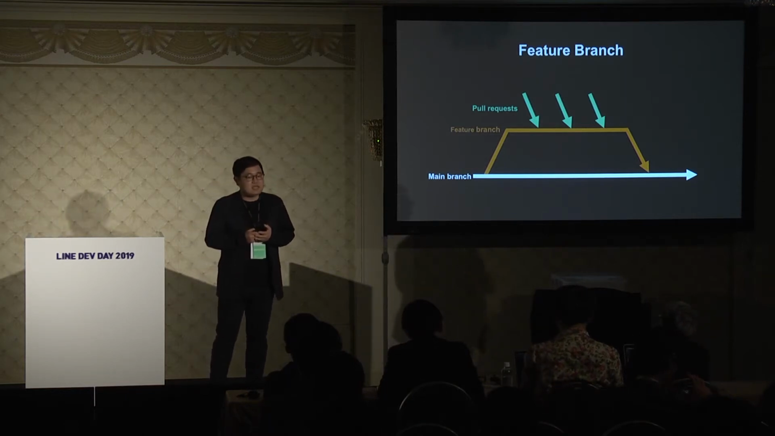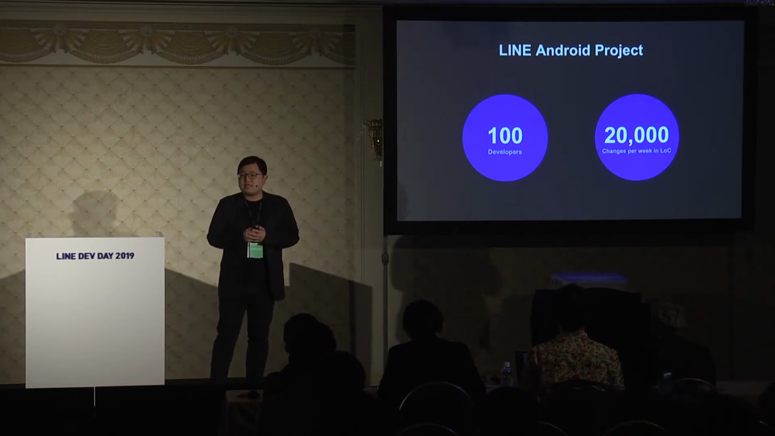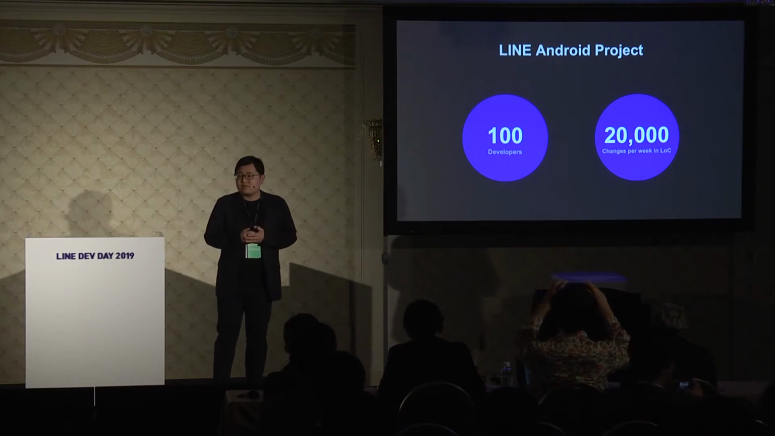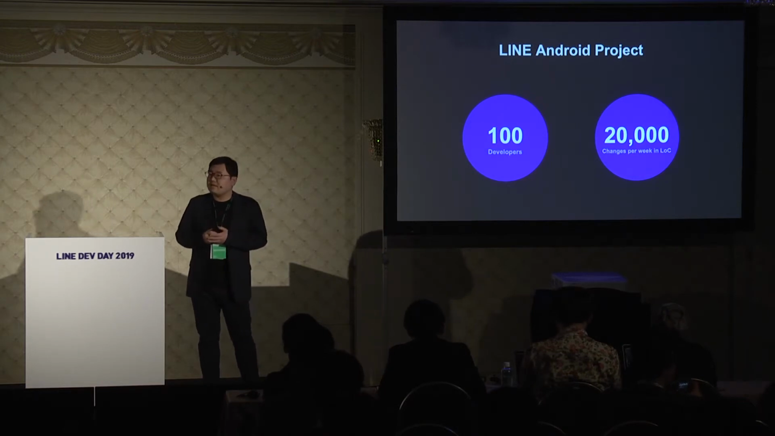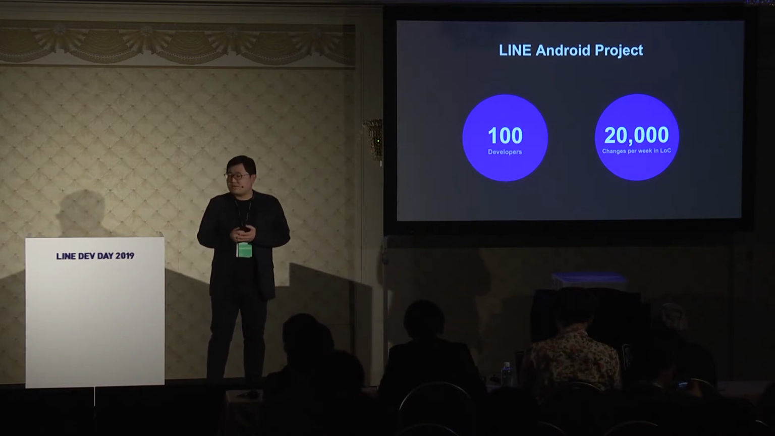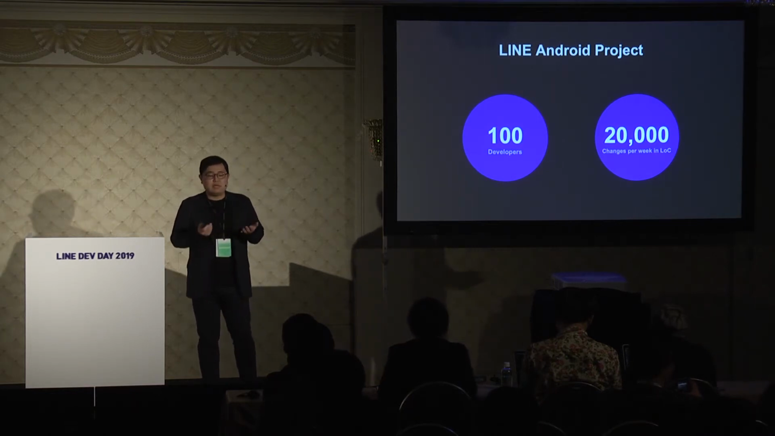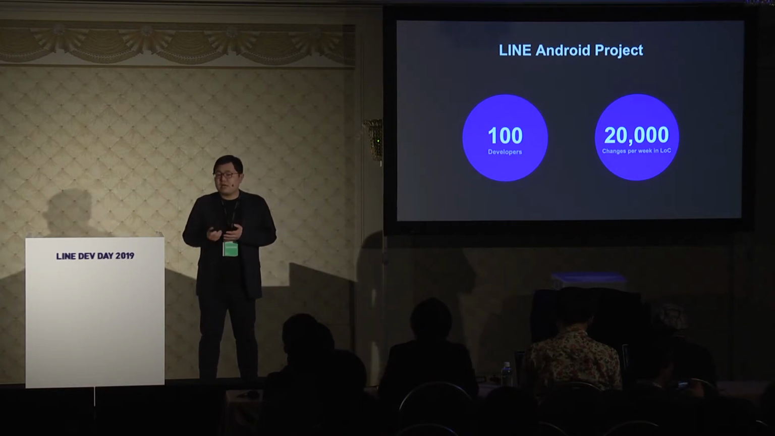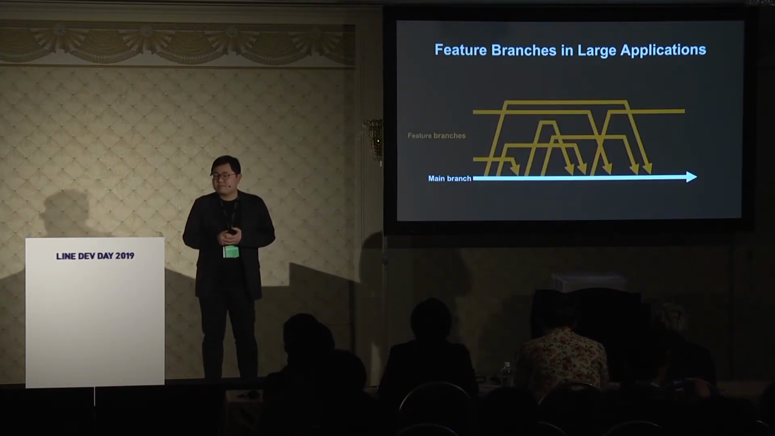using the feature branch in our development, we faced a lot of issues. The Line Android development team consists of almost 100 developers, and we do parallel development. The changes to the repository are about 20,000 lines per week. So our environment is huge, and if we use the feature branch, it looks like this.